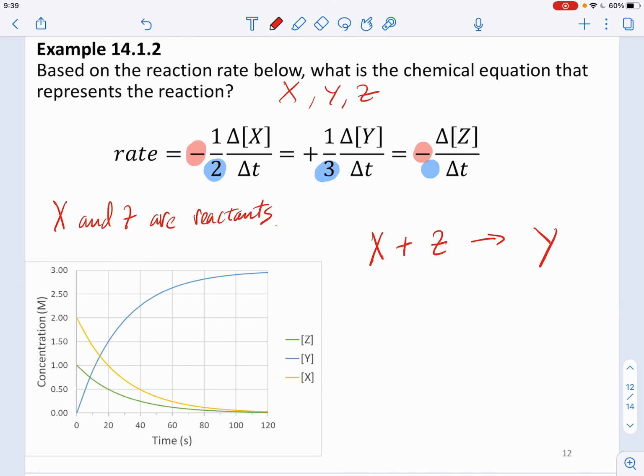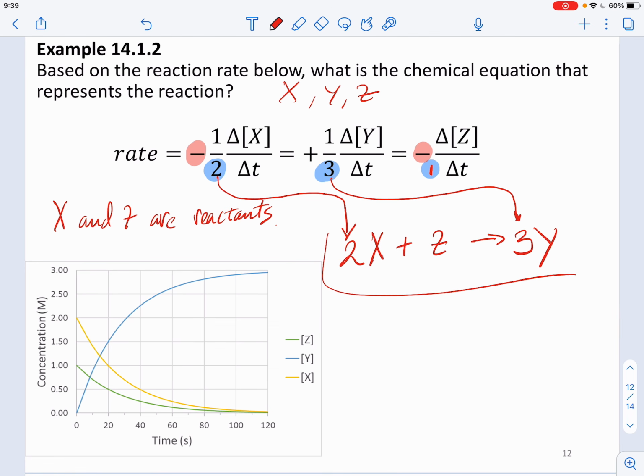But we are not done yet because we have those stoichiometric coefficients there. So we need to put a 2 in front of X. This implies that it's 1, so Z is okay. And then we have to take a 3 and put it in front of Y. So 2X plus Z goes to 3Y. So that is your reaction.